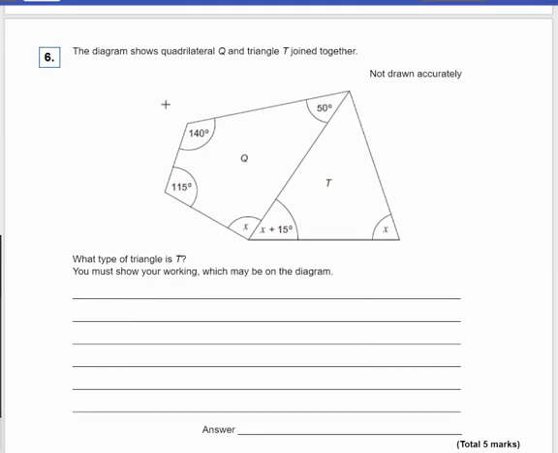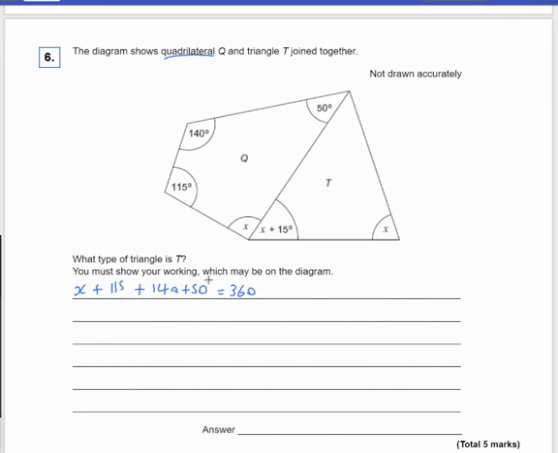Okay, next. The diagram shows quadrilateral Q and triangle T joined together. What type of triangle is T? You must show working, which may be on the diagram. Okay, so it's not a question that we can just answer straight away. Let's see what we can work out. So we've got the quadrilateral on the left-hand side, Q, and we know that angles in the quadrilateral add up to 360 degrees. So we've got x plus 115 plus 140 plus 50, which equals 360.